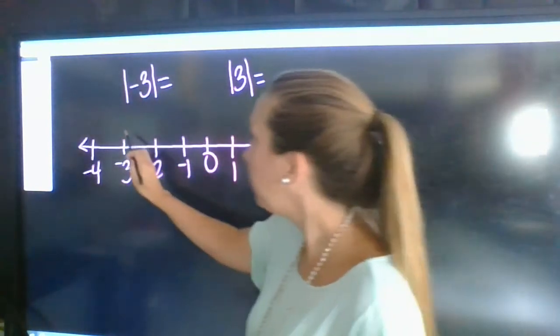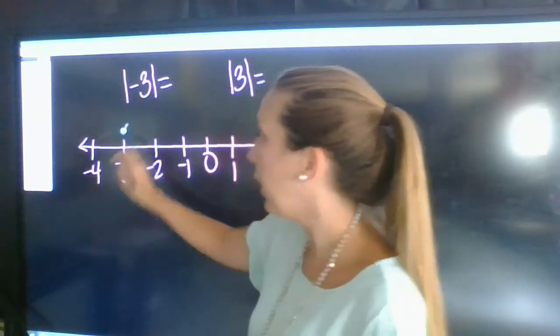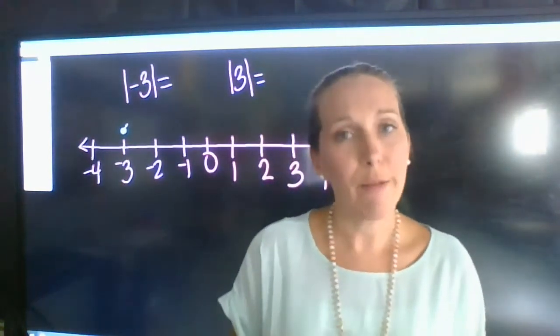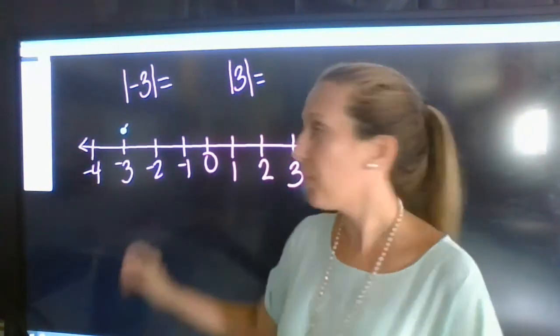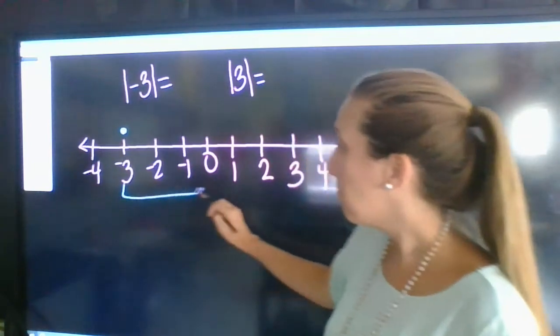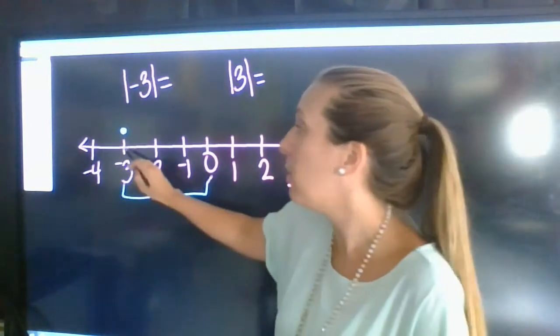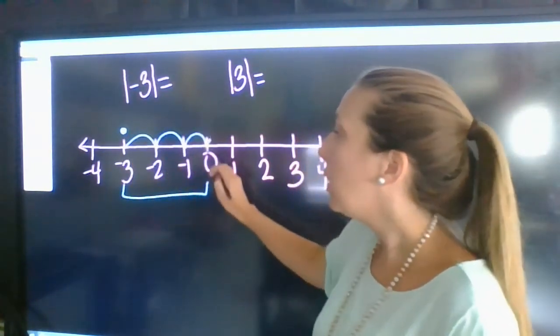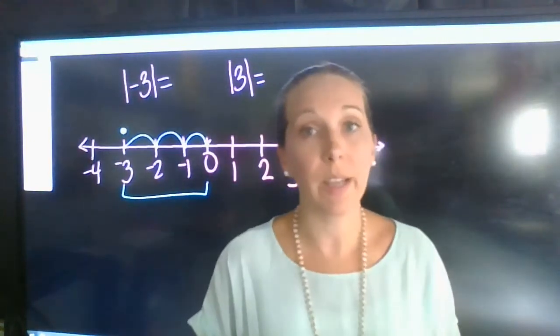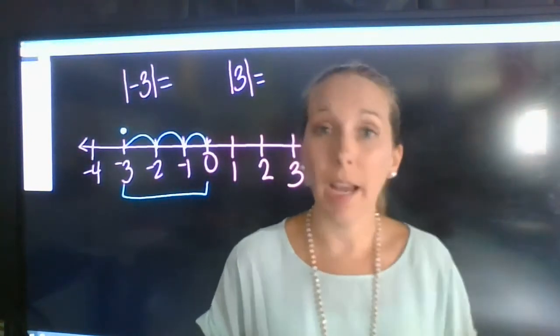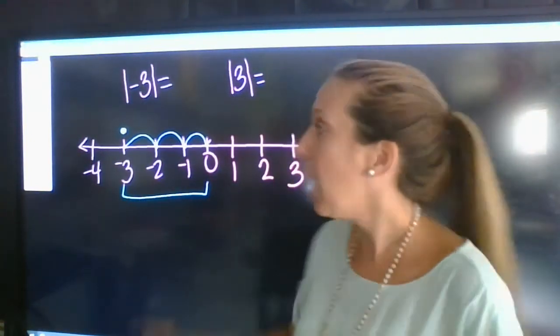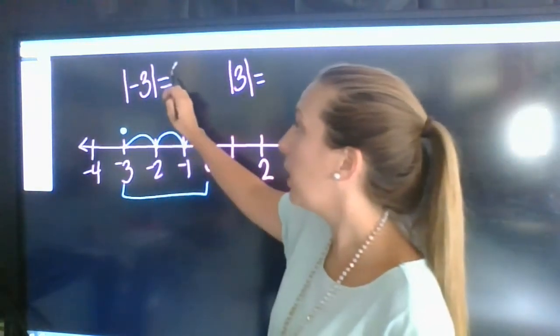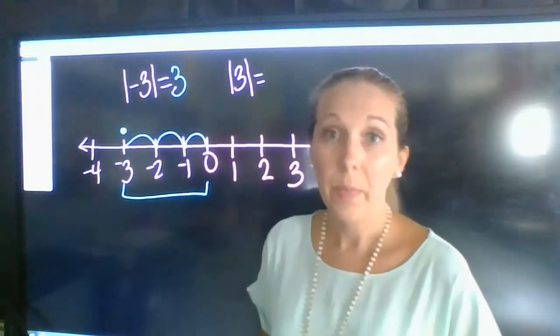So on a number line, we have negative 3 here. And I want to know how far is negative 3 from 0. So we can draw a line here. We can count. If you feel more comfortable counting it, you could count it and say there are 3 spaces from 0 on the left. That's why we call it negative 3. So our absolute value of negative 3 here is 3.